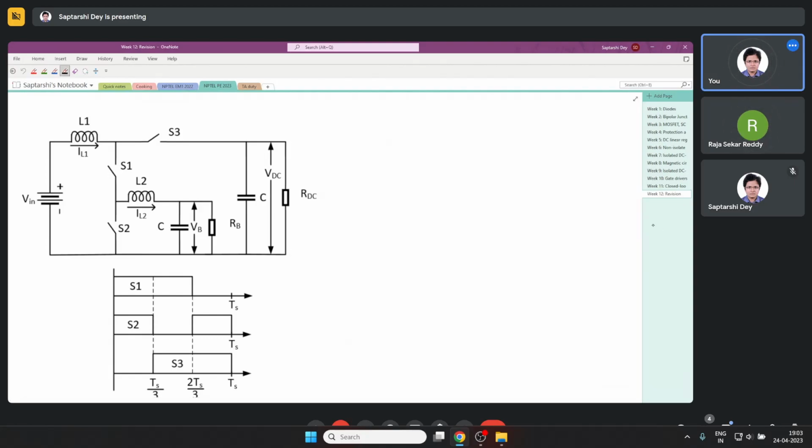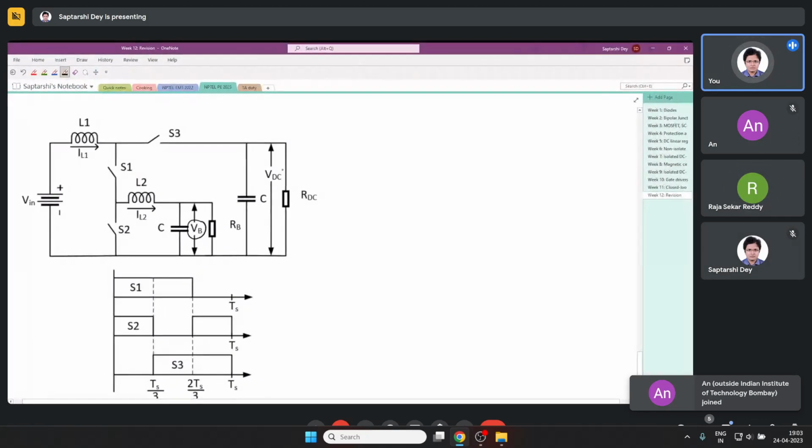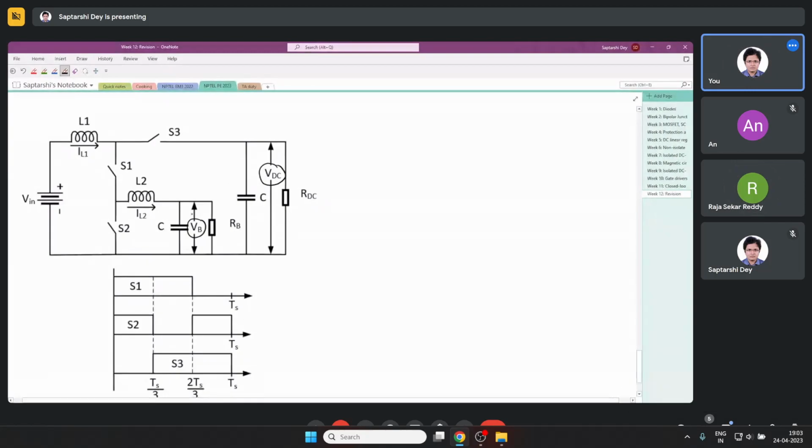Okay, we will see whether we can analyze this. So our objective is to find out the output voltages. You can see this is a multi-port converter. It has two outputs. One is here, VB, and one is here, VDC. We will try to find out the relation between these output voltages and the input voltage Vin.